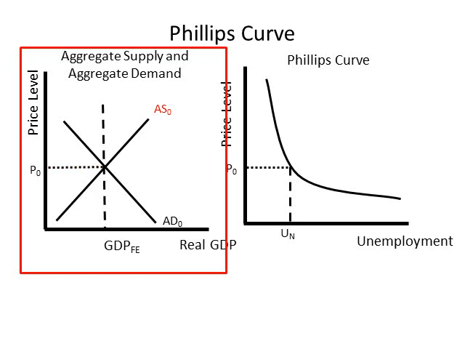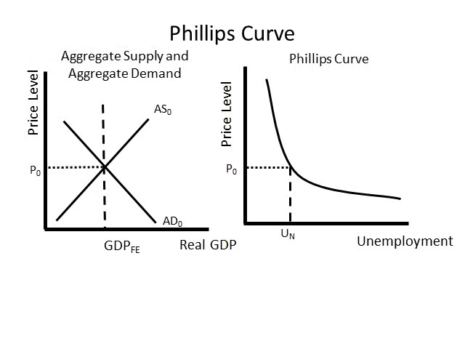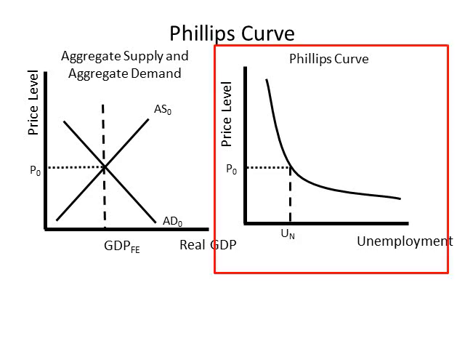On the right side, the graph on the right is the Phillips curve. As you remember, the Phillips curve has unemployment on the horizontal axis, which increases as one moves from left to right, and price level on the vertical axis, which increases as one moves from the bottom of the axis to the top.